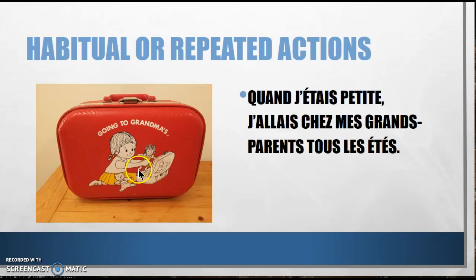And I really did have it, it wasn't a suitcase, but it was a little duffel bag that had this little image on it.